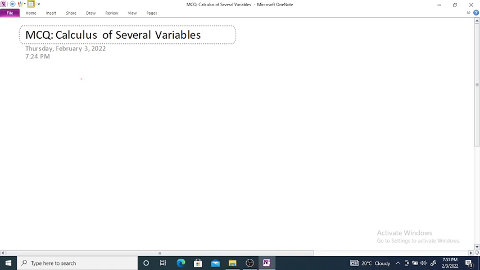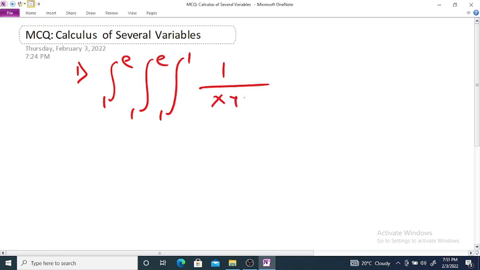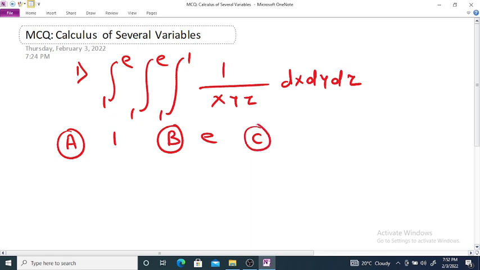Multiple choice questions on calculus of several variables. The first question: evaluate the triple integration from 1 to e, 1 to e, 1 to e of 1 divided by xyz dx dy dz. Options given are A equals 1, B equals e, C equals e square, and D equals e cube.